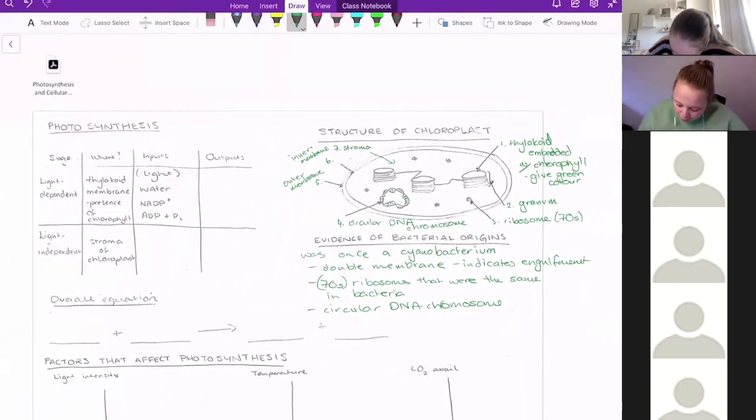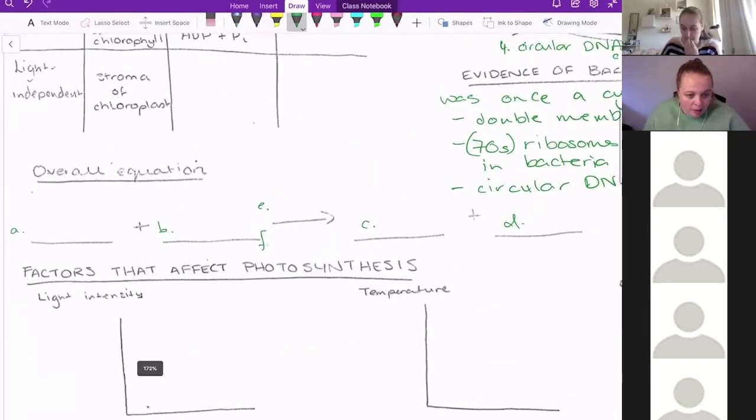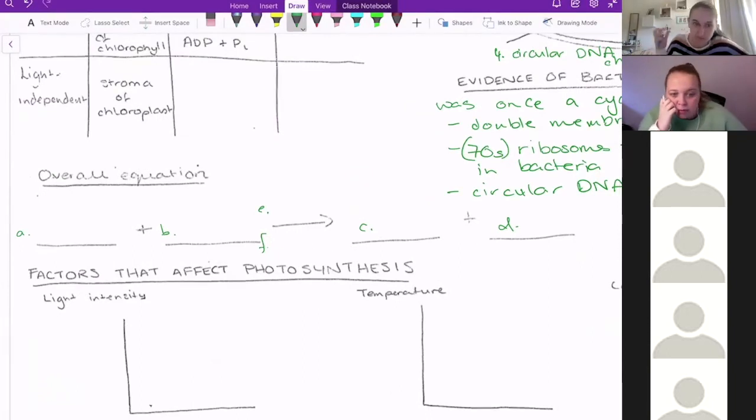All right, does anyone have any questions about structure or evidence? Okay. The next thing is my overall equation. So I'm going to have A, B, C, and D, and then I'm going to have E and F for you to give me some answers. So you tell me what you think is A, B, C, D, E, or F.